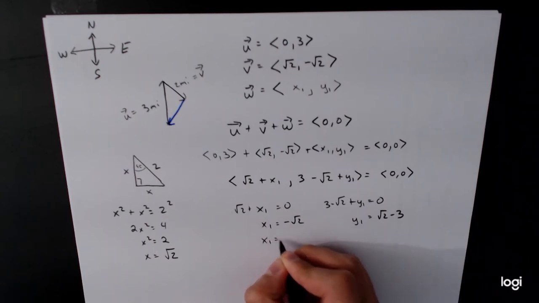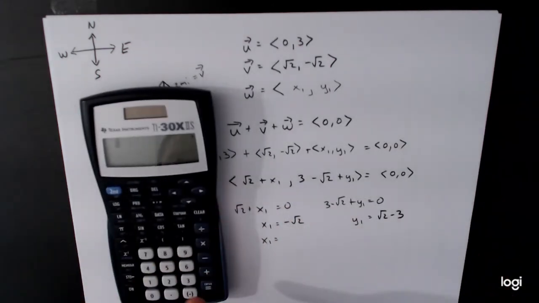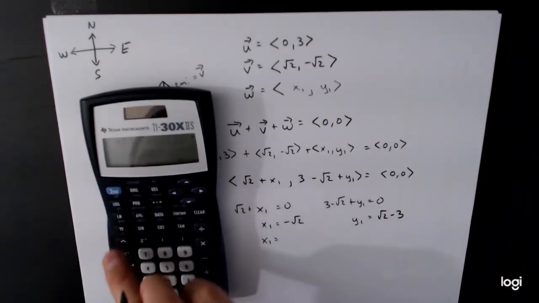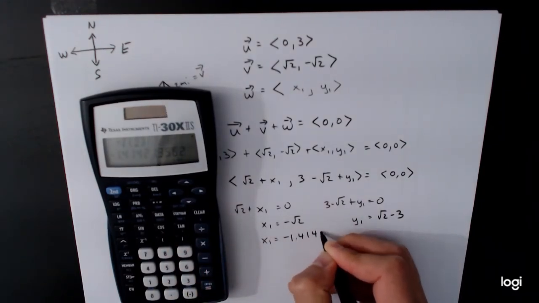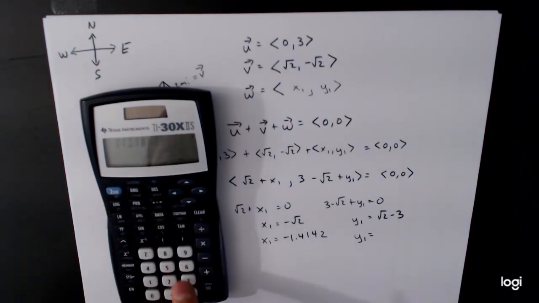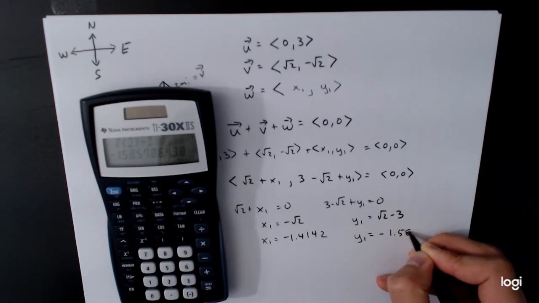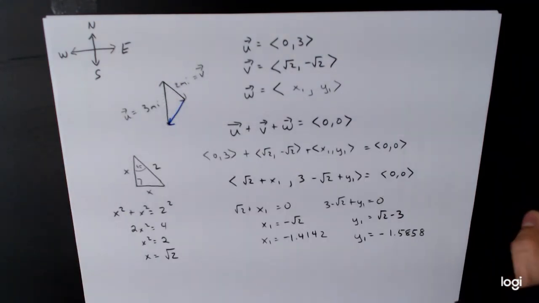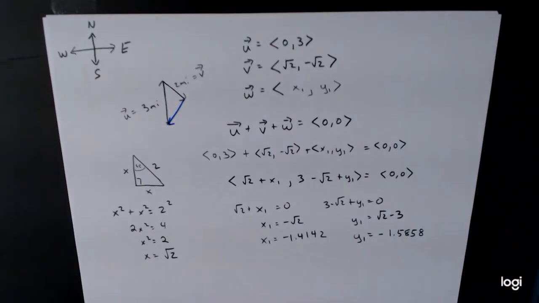Now at this point, we can put these into a picture and work it all out, but I'm going to go ahead and make the decimal approximation now, as it turns out that there's not much else that we can do with this until we start to work with decimals. So negative square root of 2 is equal to negative 1.4142, and y is going to be square root of 2 minus 3, which is going to be negative 1.5858. And you'll notice that our x value is negative, which means you're going to the left. Our y value is negative, which means you're going down. And that kind of makes sense with our picture here.